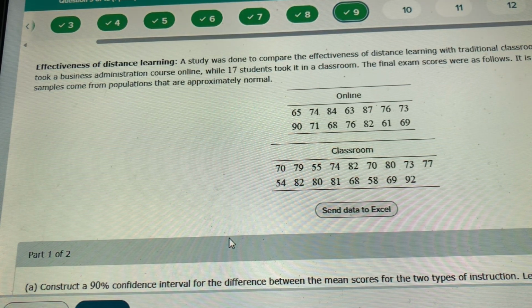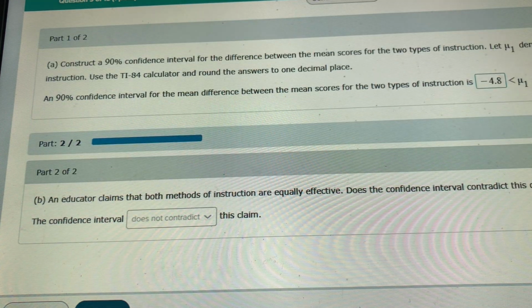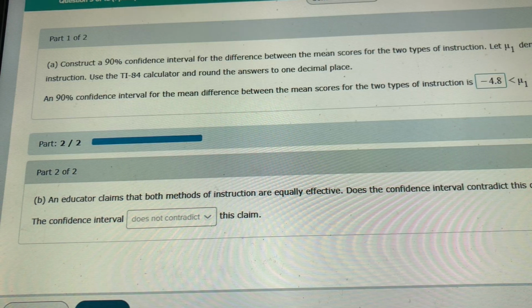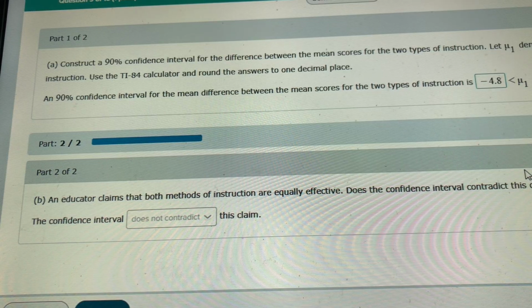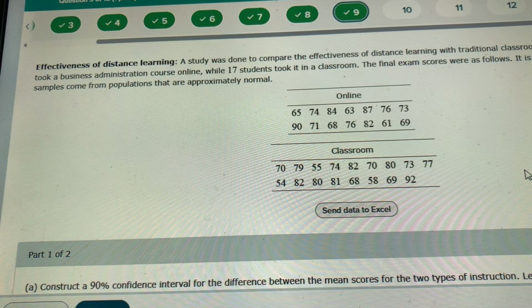So in these confidence intervals, when there's two means or two proportions, you're trying to see if 0 is in the interval or not. If 0 is in the interval, then that means these two things could be equal to each other. If 0 is not in the interval, then one's higher than the other.